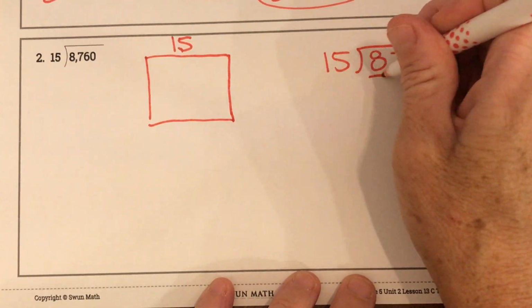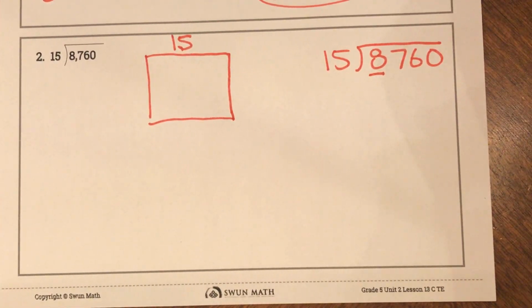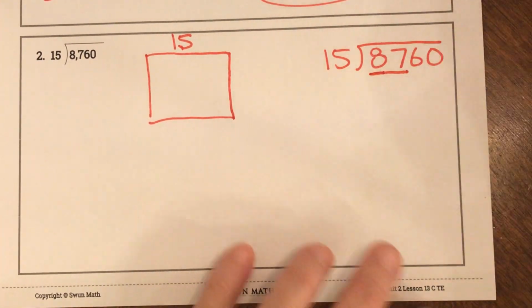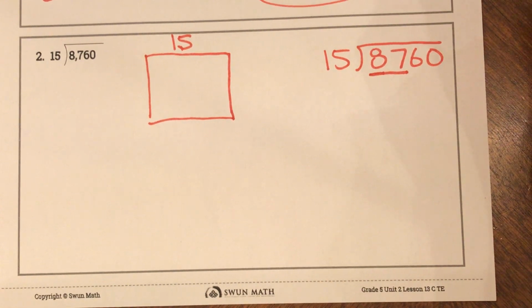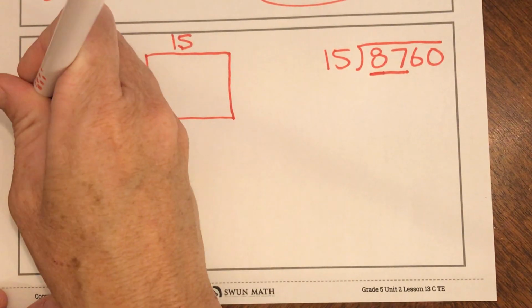And I say, can 15 fit into 8? No. Can 15 fit into 87? It can, and this is another one. So how are you going to figure that out? Can you count by 15s? Could you make a list like I did? I might come over here and make another list.